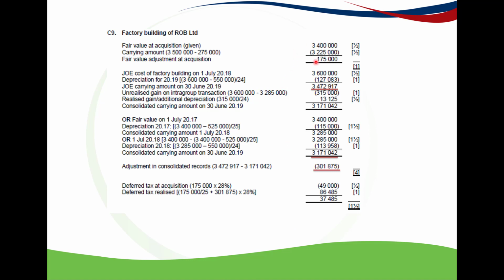So there's the at acquisition adjustment. There's the calculation of the parent, which bought the building at the beginning of the current year for 3.6 million. There's the calculation for the current year's depreciation. So we know that our starting point for the consolidation recognizes the factory building at 3,472,917. But from the group's or the consolidated perspective, the fair value was 3.4 million at acquisition date.